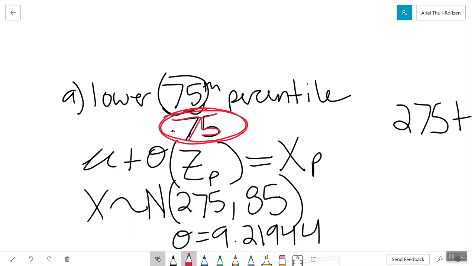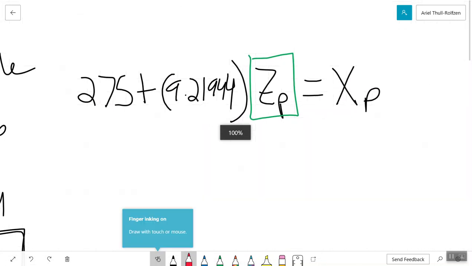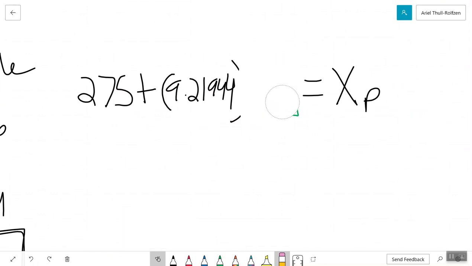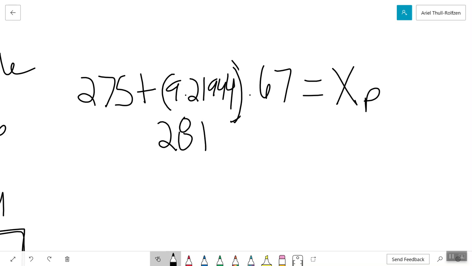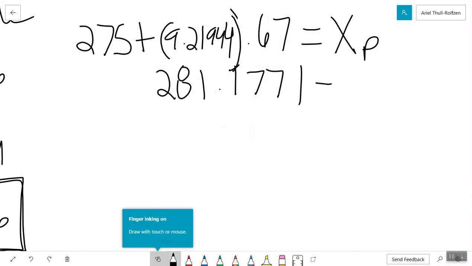So we're going to come over here and we're going to erase this. And we're going to plug in 0.67. So now when I do all of the math, I'm going to get 281.1771. Now what the heck does this mean? This is going to be x sub p. But what does it mean?